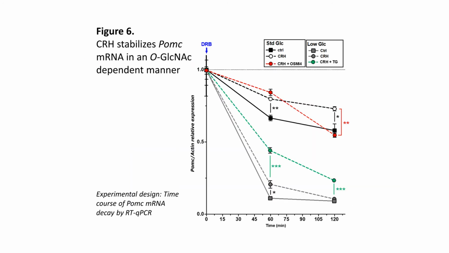We therefore hypothesized that the level at which POMC mRNA expression is increased by CRH is at the level of mRNA stabilization. Indeed, in standard glucose conditions, we do see that cells where new transcription is inhibited still stabilize POMC mRNA in response to CRH. However, when these same cells are co-treated with CRH and OSMI4, we see a loss in the stabilizing effect, as seen by the red dotted line. In low glucose conditions, where POMC mRNA is very unstable, we see that increasing O-GlcNAcylation using thiamet G to inhibit OGA does indeed increase POMC mRNA stability.